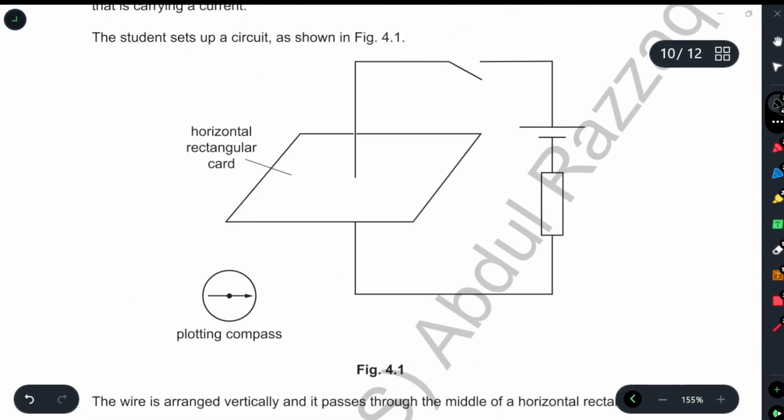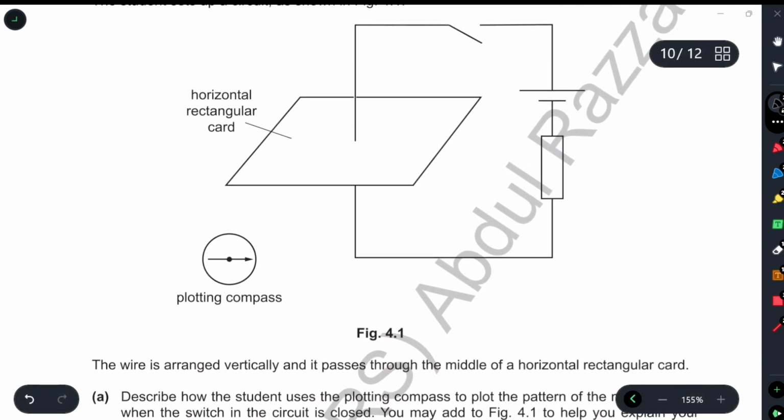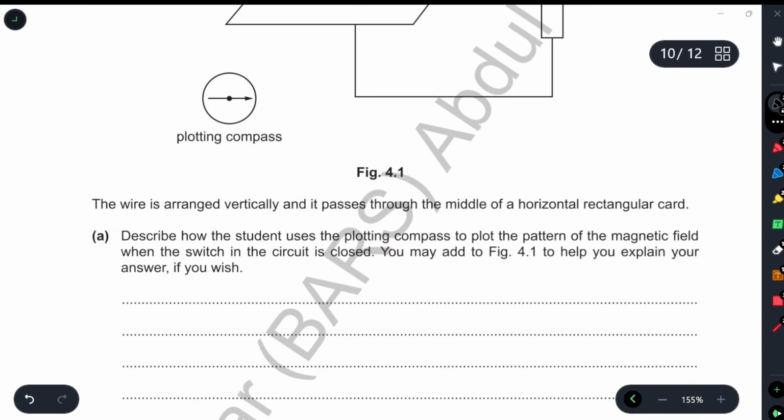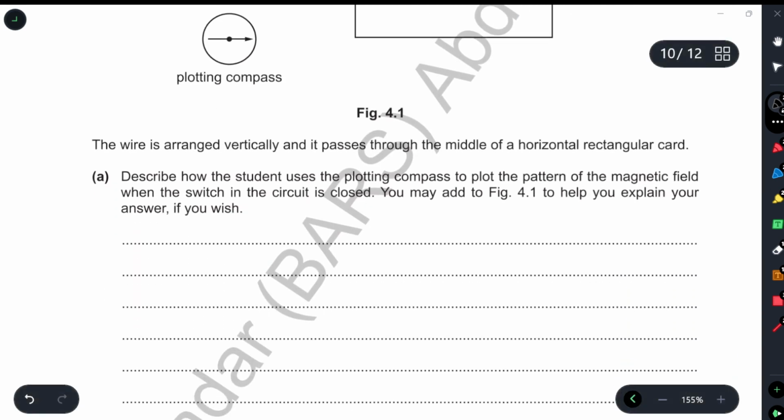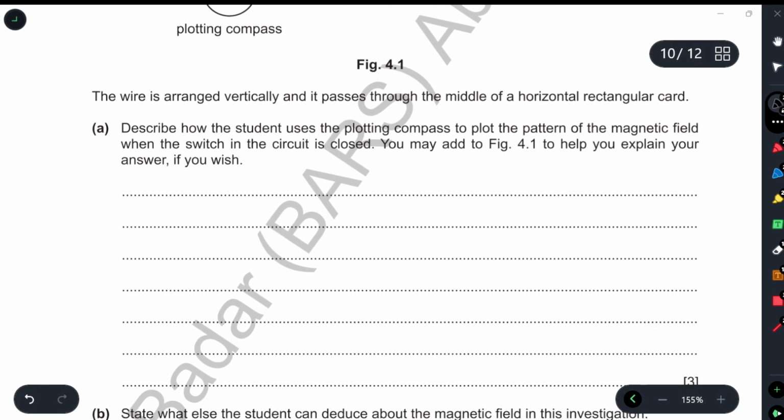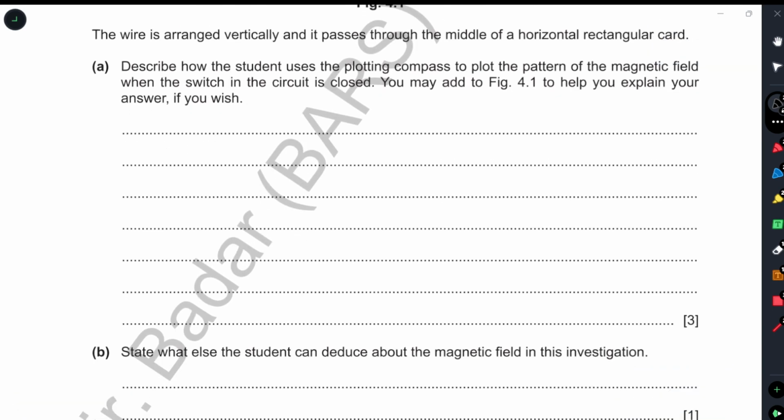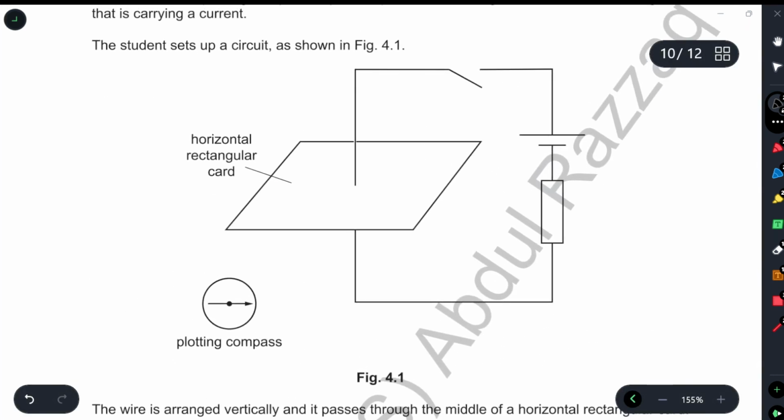Wire is arranged vertically and it passes through the middle of the horizontal rectangular card. That's cool. Describe how the student uses the plotting compass to plot the pattern of the magnetic field when the switch in the circuit is closed. You may add figure 4.1 to help explain your answer. ठीक है. So in this case वो आपके नोट्स के अंदर पूरा जो है वो प्रोसेस लिखा हुआ है. हमने क्लास में भी डिस्कस किया था कि you put a compass at one point. So let's say for example if I put a compass over here. So let's start off with this. I put a compass over here.